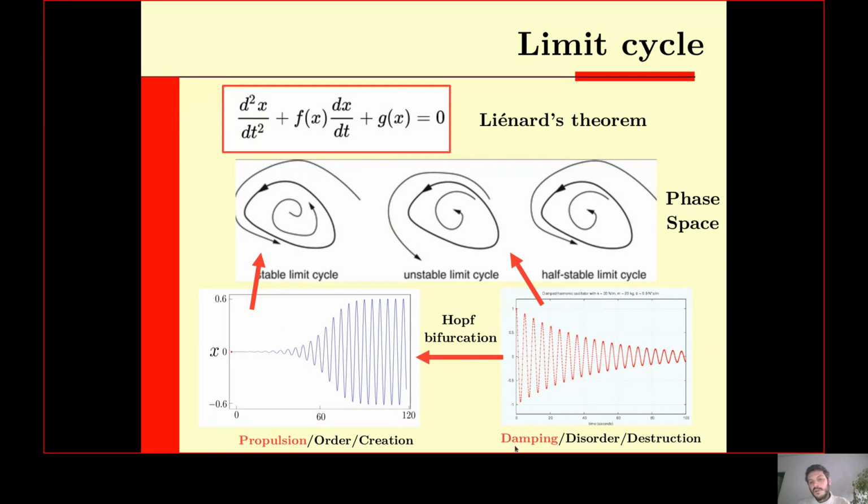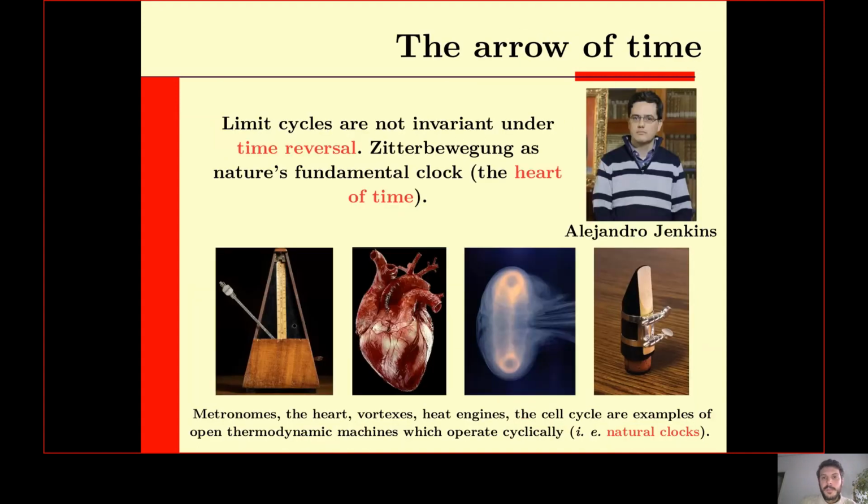So this is usually called damping. This is disordered entropy increase and decay to a state of rest. And this is the opposite phenomenon. It's called propulsion, order creation, and you can do it whenever the system is open and you can take energy from your environment. These are excitable systems, they are called excitable systems, in the theory of nonlinear dynamical systems, and also in chaos theory, if you want.